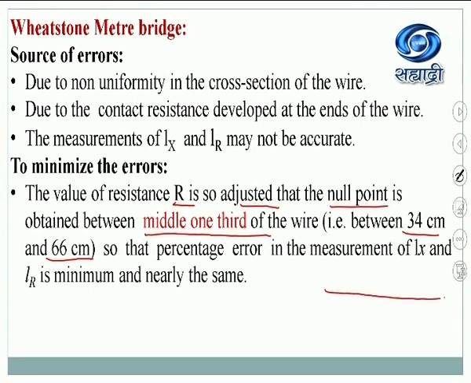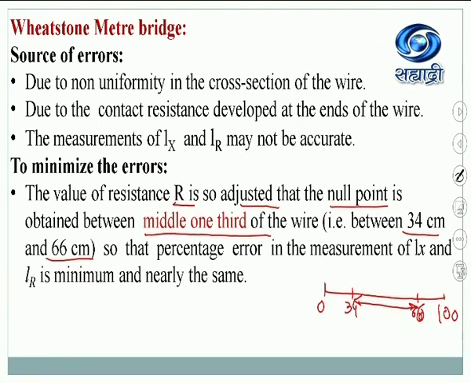That means, again I will explain. For example, this is the wire having length say 100 centimeter. Then we shall adjust the resistance R so that the balancing condition will be in between this 34 and 66. So in between this region only the balancing condition will be obtained. On either side, that is below 34 and above 66, it will not go. That is the meaning of this.